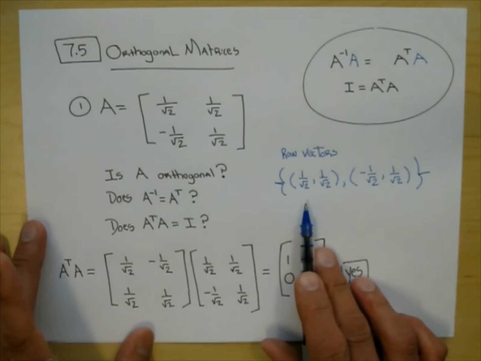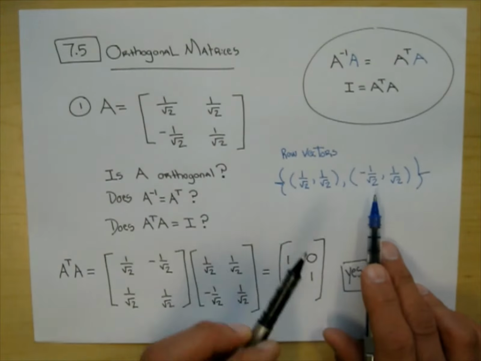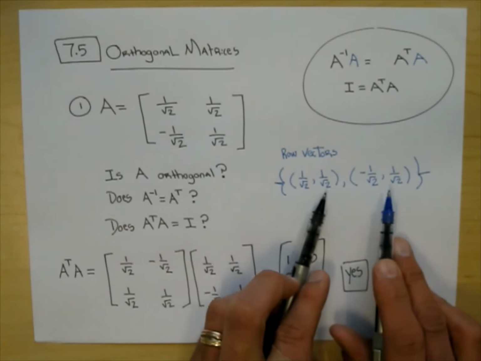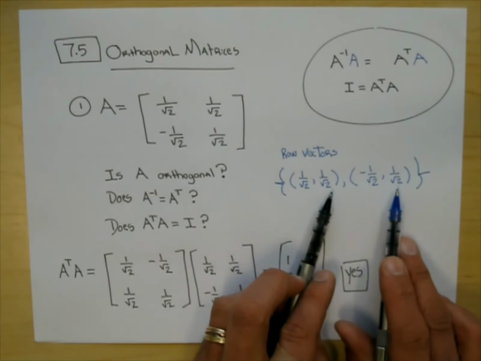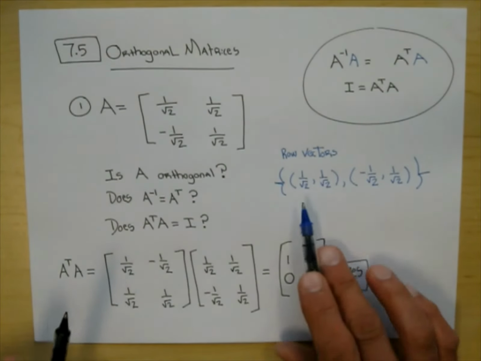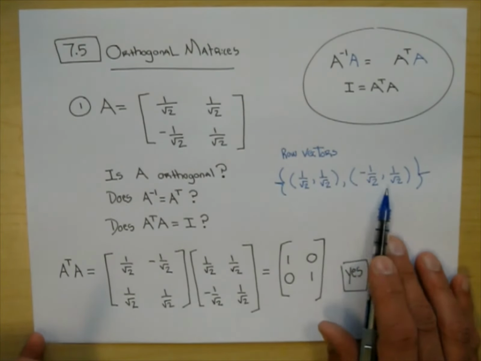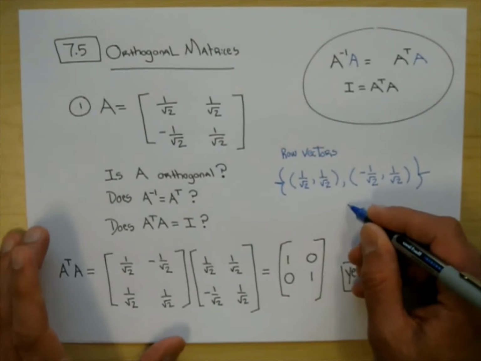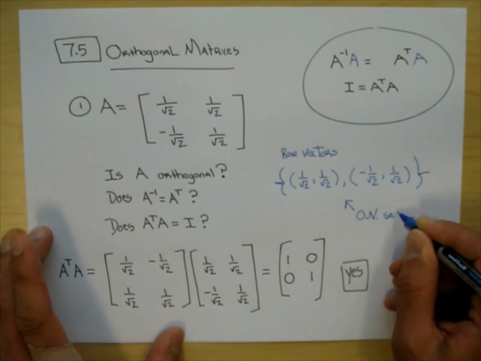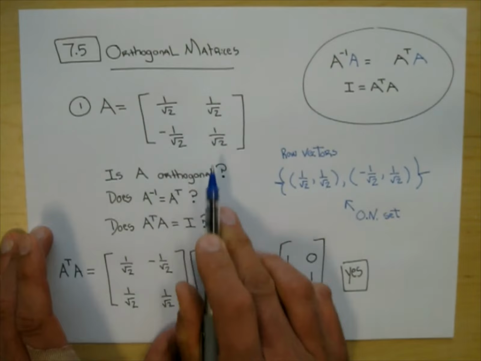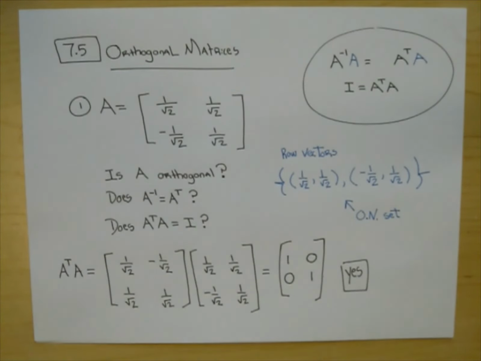Is this an orthonormal set? Well, let's take the dot product. We get negative 1/2 plus 1/2. The dot product is 0. And we're just doing the regular, the standard inner product for R2. And each of those vectors have length 1. So this right here is an orthonormal set. We can do the same thing with the column vectors. Okay, so that's the first part of orthogonal matrices. Let's take a look at another example here.